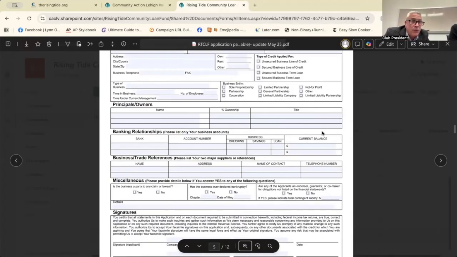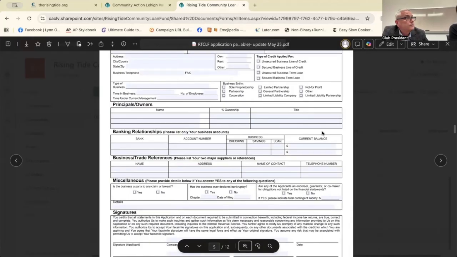So the banking relationship. Do I need an account before I apply? You do not. This is strictly your business banking information. If you are a startup, more than likely you will not have a business checking account. If you don't, that is fine. You can start the application and submit it without a business checking account.